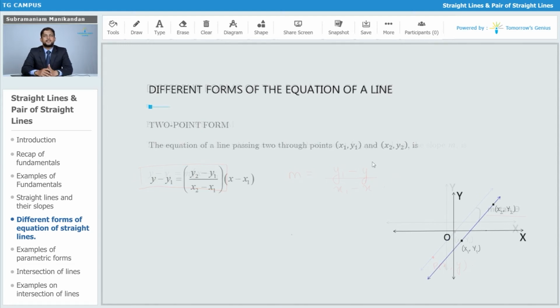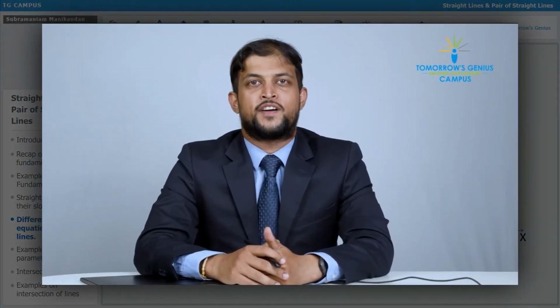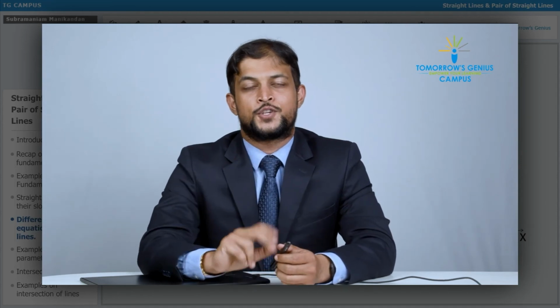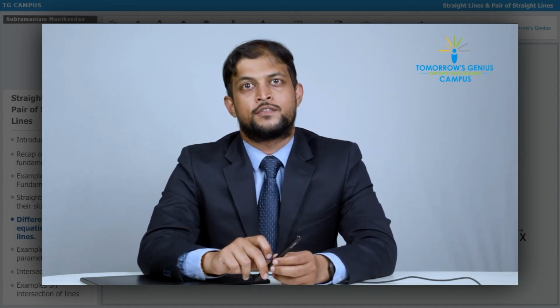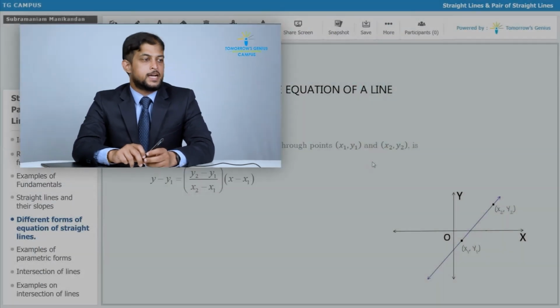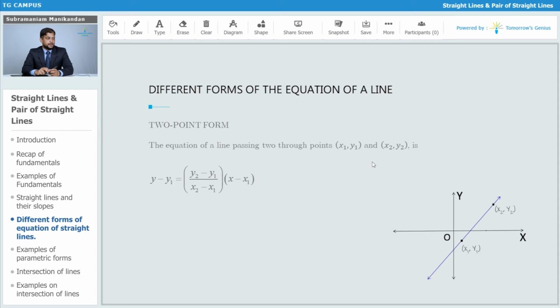The next form is the 2-point form. We can use the 2-point form to find out the equation of a straight line if we know just the coordinates of 2 points. How is that? Let's see. Equation of a line passing through the points x1, y1 and x2, y2. So this form that you can see is basically the point slope form.